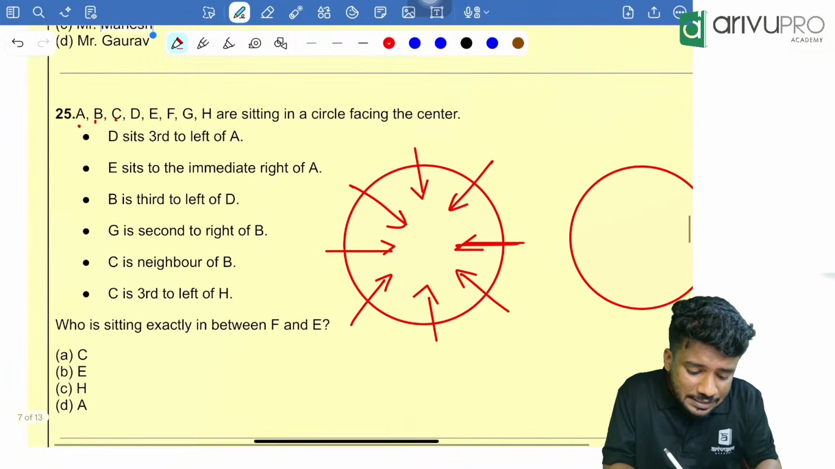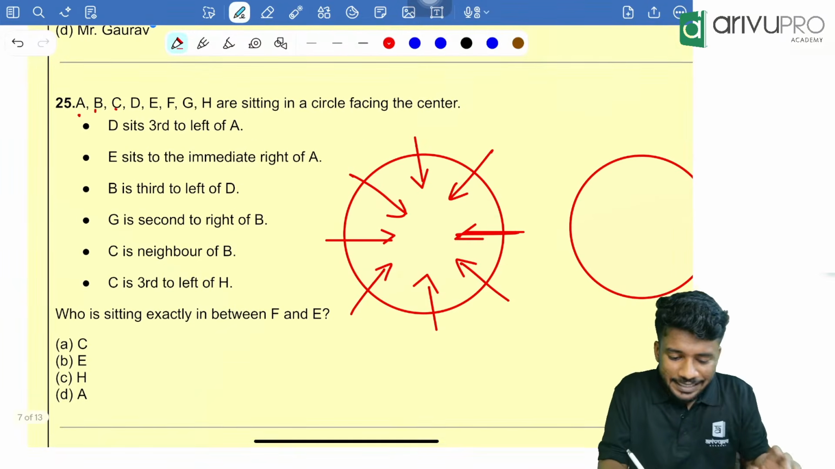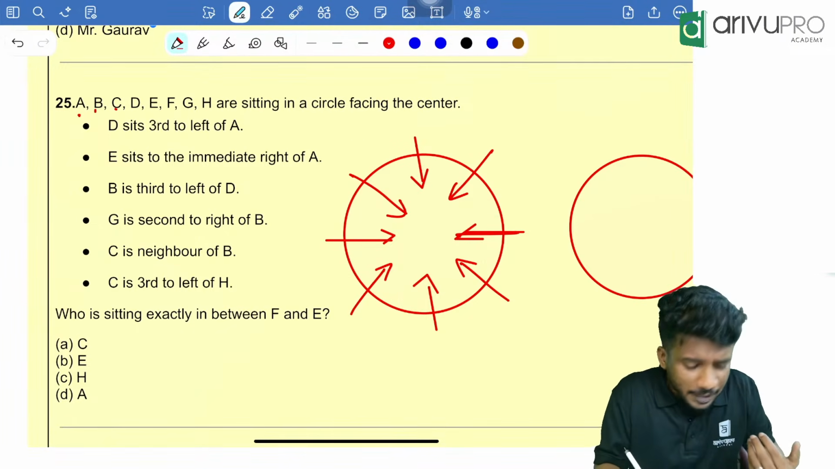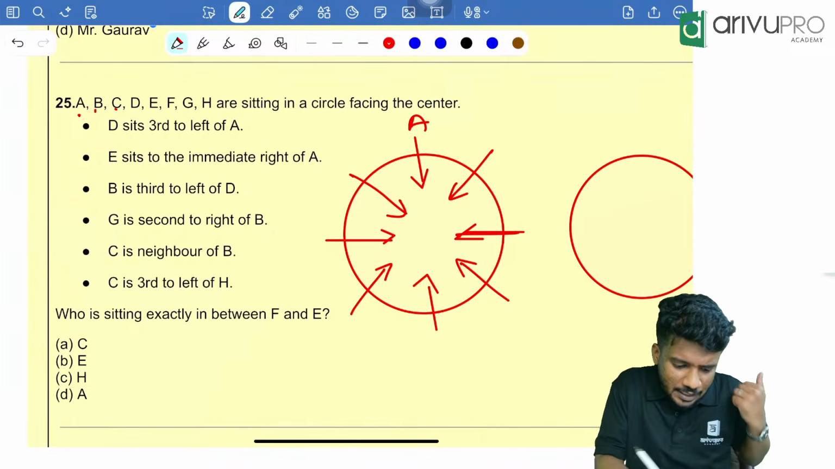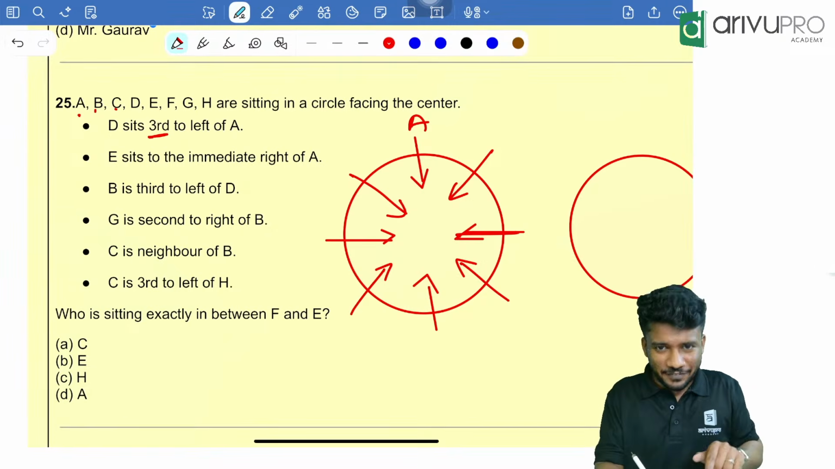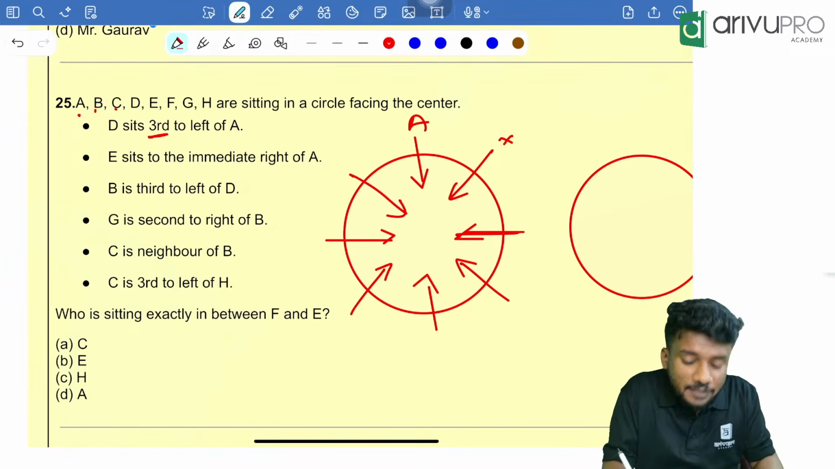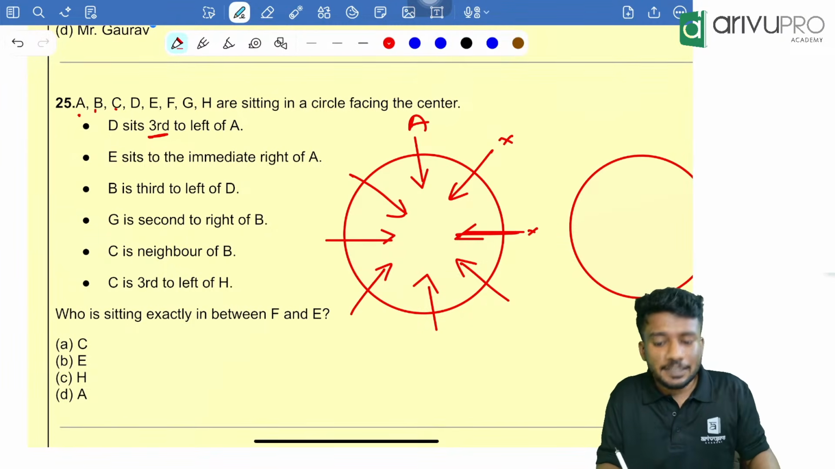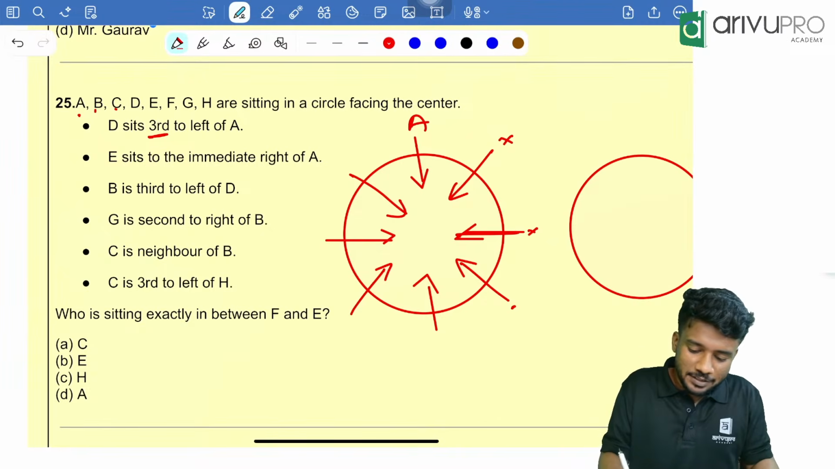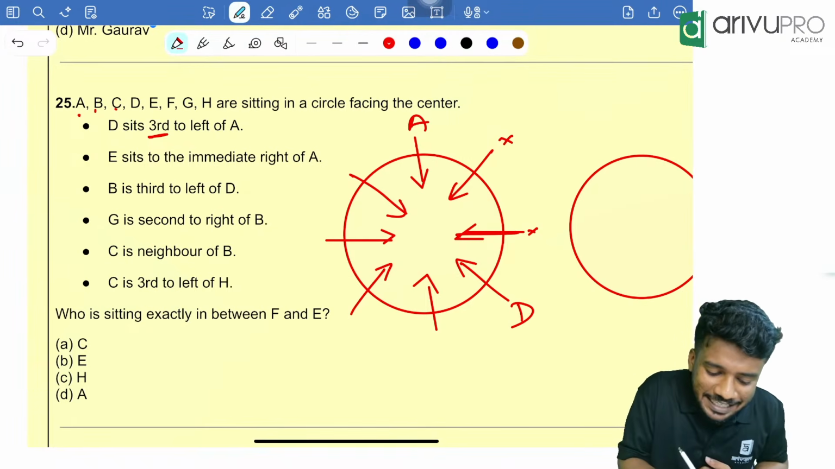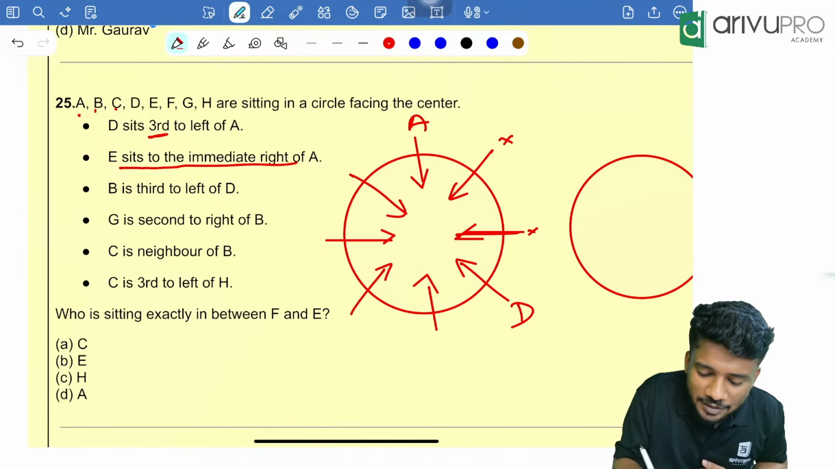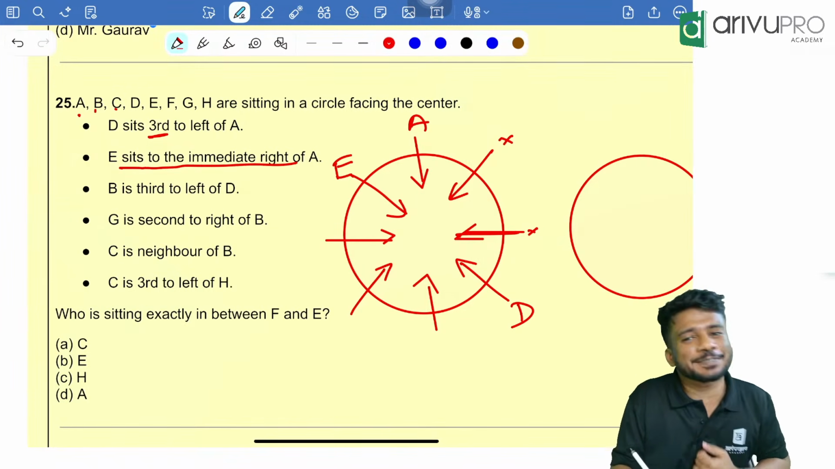So D sits third left of A. D sits third left of A means what? If A is over here, D is over where? D sits third to the left of A. To the left means first left, correct? Second left, then third left. That means over here. D is over here. Then E sits to the immediate right of A. Immediate right means E is over here.